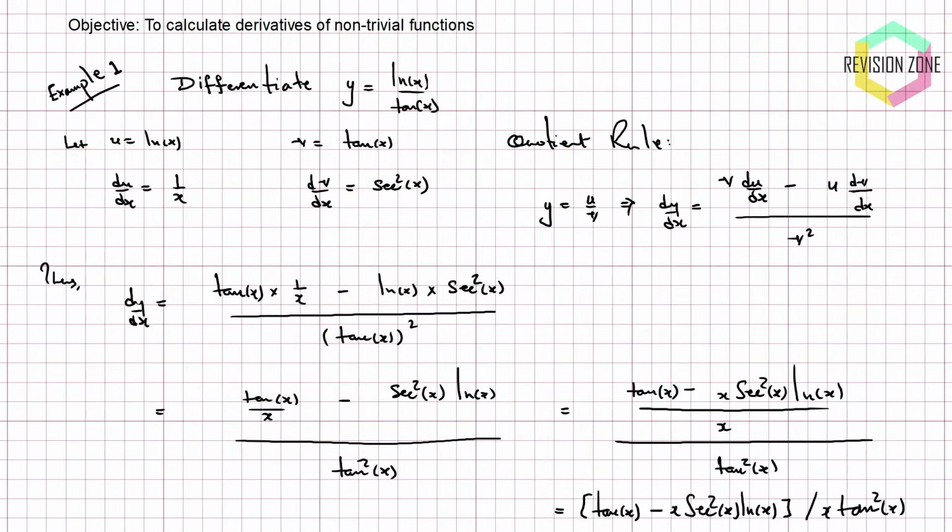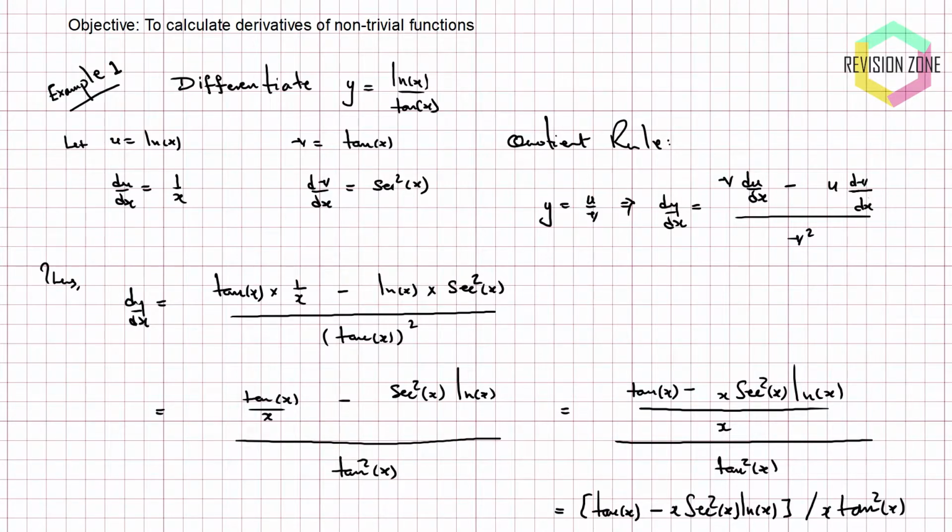So now we just put everything into the formula. We get v du dx, but our v is tan x and du dx is 1 over x. So that's tan x times 1 over x. Then we have a minus, and then we have u dv dx, but our u is log x, and our dv dx is sec squared x. So we have log x sec squared x. And then lastly, we have a v squared in the denominator, but our v is tan x, so we just have tan squared x in the denominator.